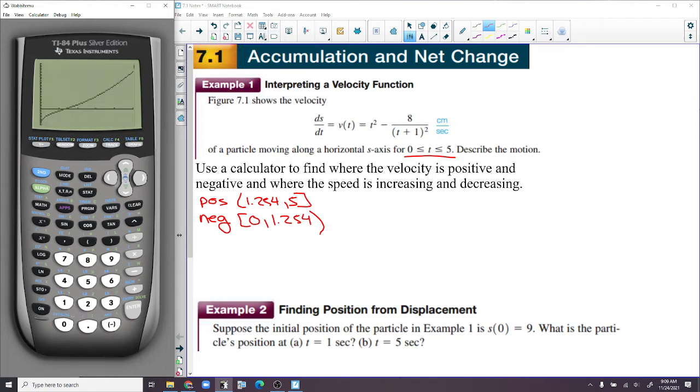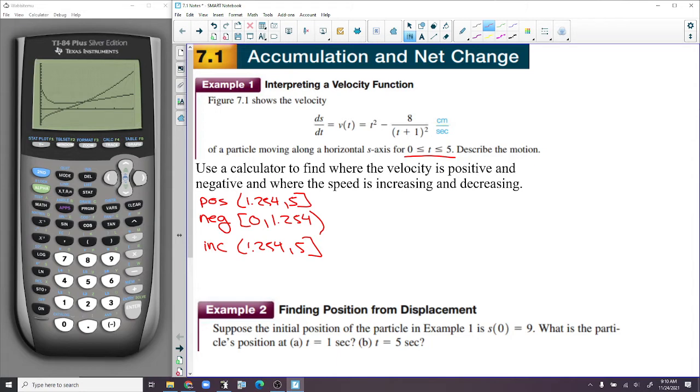So now we can compare the velocity and the acceleration and decide if we're speeding up or slowing down. Now it makes it nice that the acceleration is always positive. It's always above the x-axis. So speed is increasing when both the velocity and the acceleration are positive. So that ends up being 1.254 to 5.